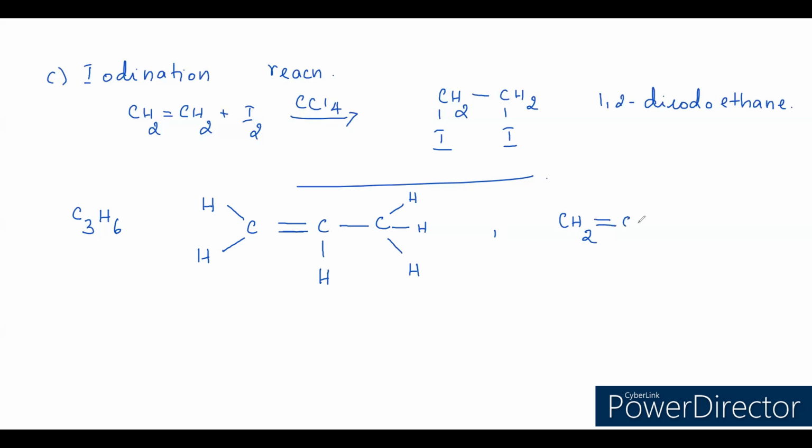CH2 double bond CH single bond CH3. This is the condensed structural formula. How do I name this? 3 carbons, so prop, with a double bond between carbon 1 and 2: ene. Propene. Okay, now, from the next member onwards, you will have to number the position of the double bond.